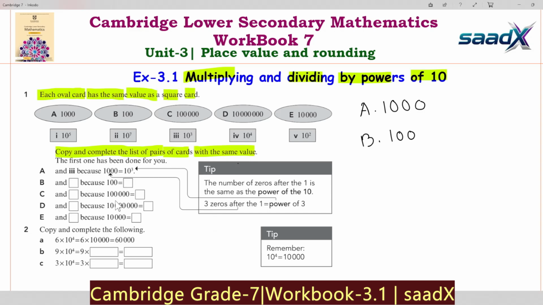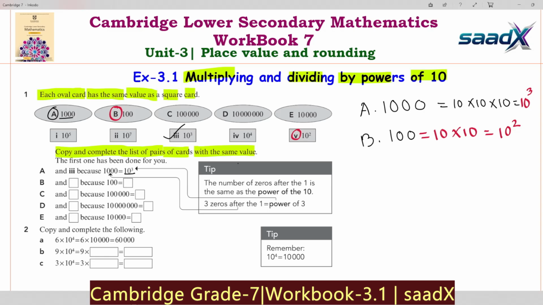Here A is already mentioned: 1000, which is 10 cubed, meaning the power 3. How? Because this 1000 we can write as 10 times 10 times 10, and it will be equal to 10 to the power 3. So this 100, what does it mean? If we simplify 10 times 10, it will be 10 squared. So which card is 10 squared? It's the 5. So B will become 5.